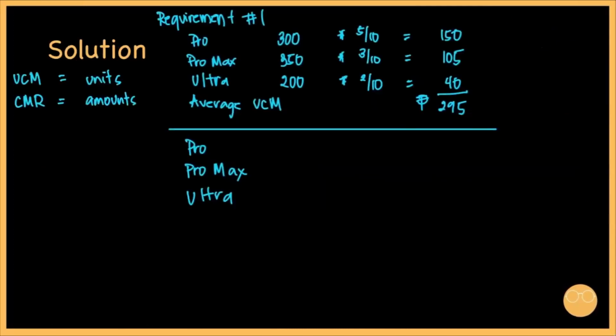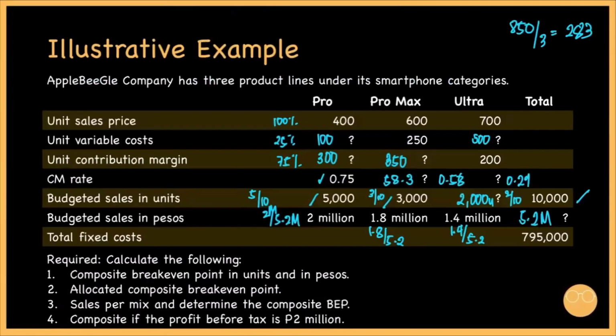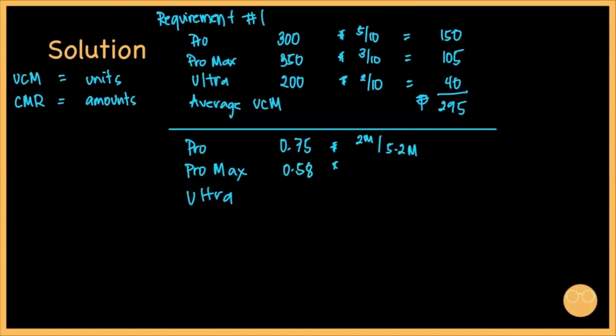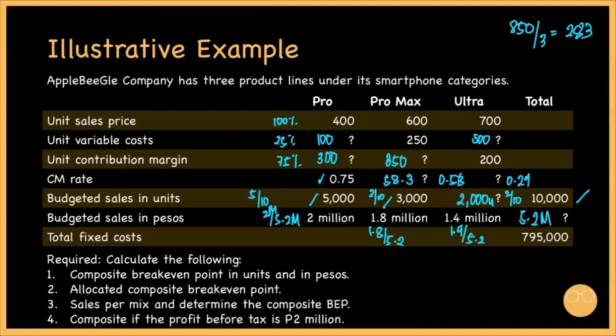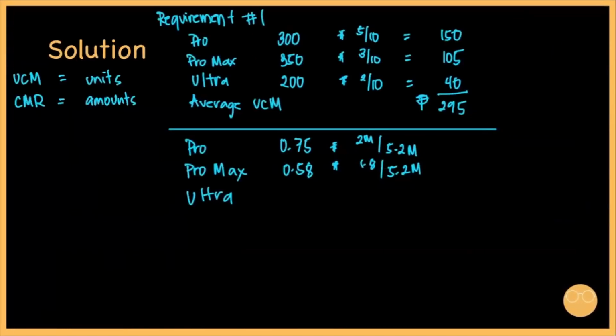We have 75% multiplied by 2 million divided by 5.2. We have 58% multiplied by 1.8 million divided by 5.2. Then lastly, we have 29% multiplied by 1.4 divided by 5.2. For the Pro, we have 29%. For the Pro Max, we have 20%. And for the Ultra, we have 8%.